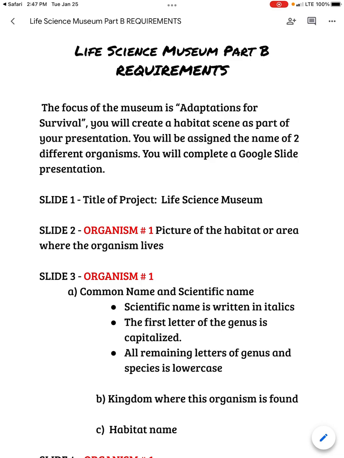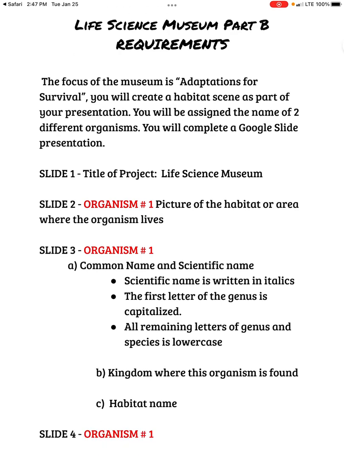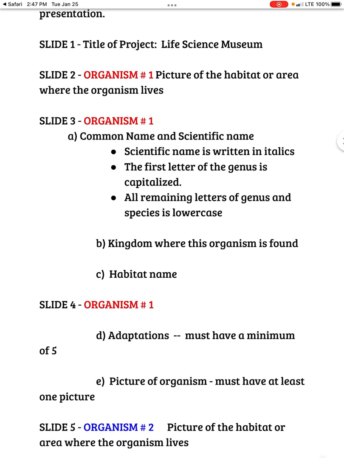On slide 2, this is where you're going to start putting information for your first organism. The entire slide needs to be a picture of that particular habitat or area where your organism lives. On slide 3, you are going to give me the common name and the scientific name of your organism. Make sure you are copying the scientific name correctly.